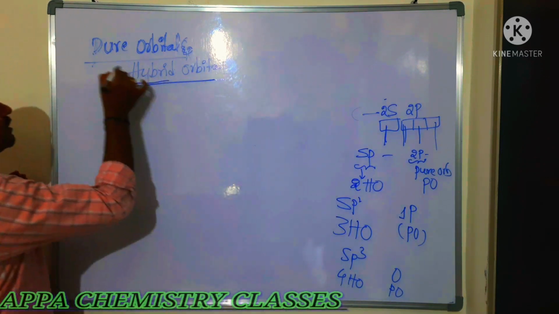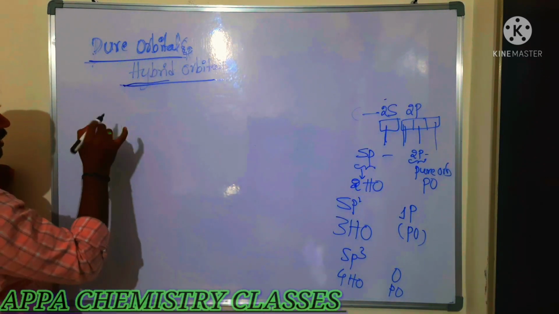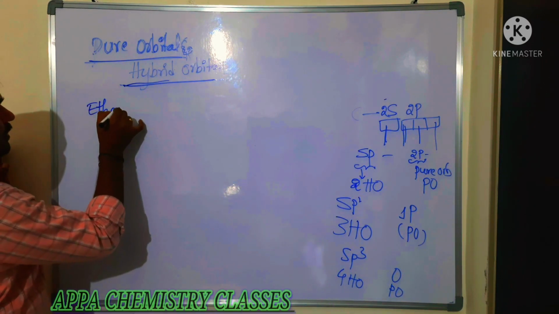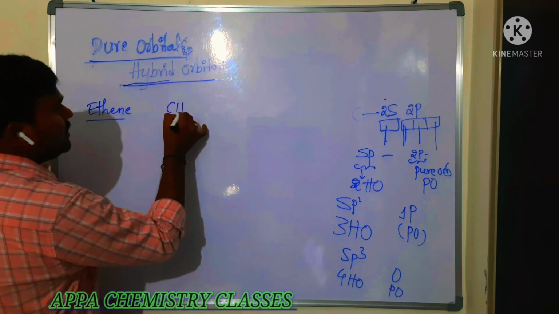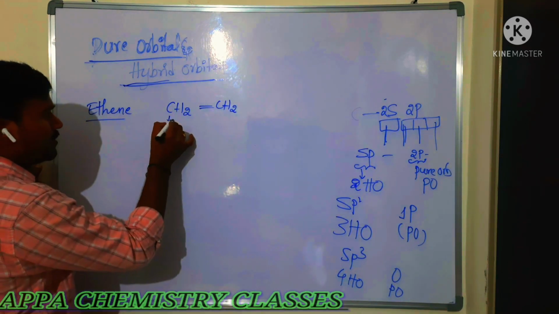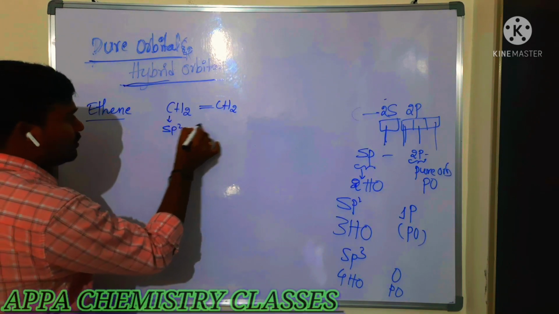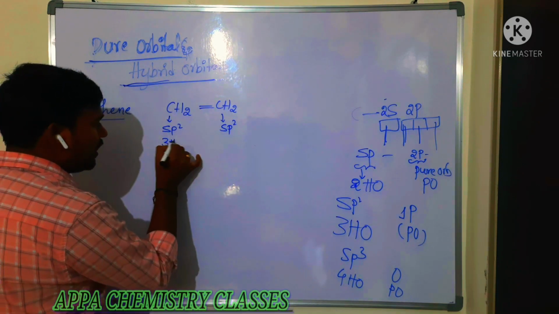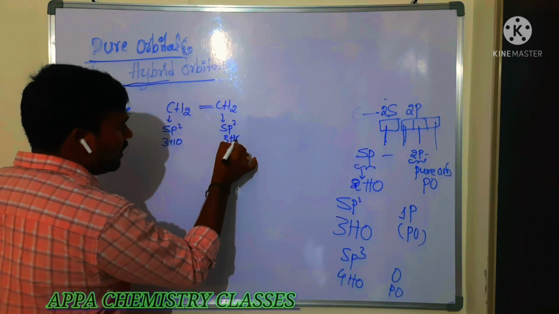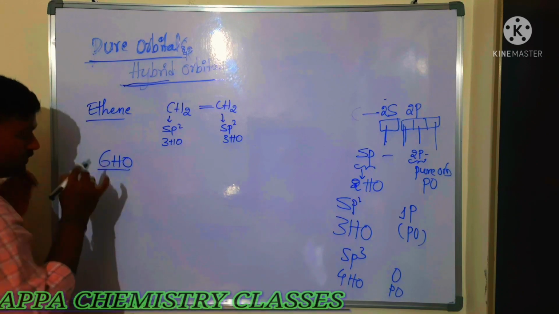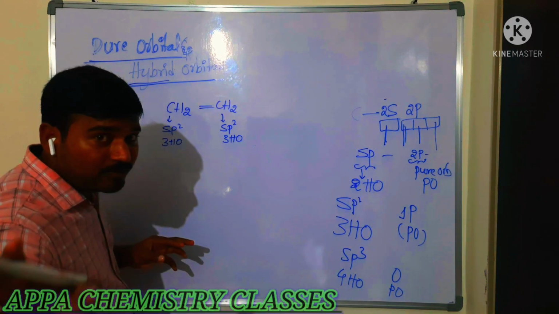So next we are going to see this ratio, from simple to complex. First we are going to see ethene. In the ethene molecule, CH2 double bond CH2, how many hybrid orbitals are there? This carbon will be sp2, and sp2 means 3 hybrid orbitals. Here also 3 hybrid orbitals. Total number of hybrid orbitals is 6. Is that clear, everyone?